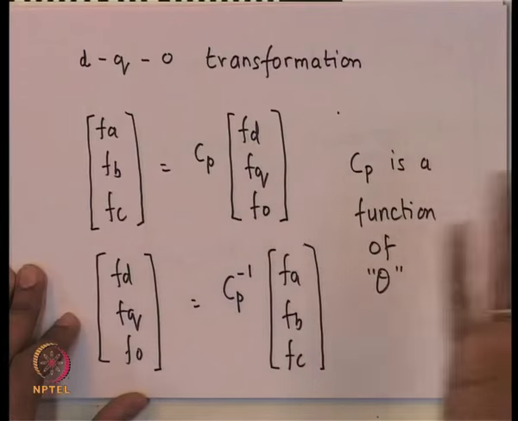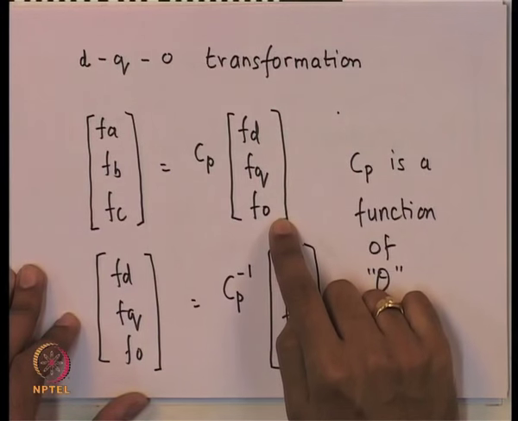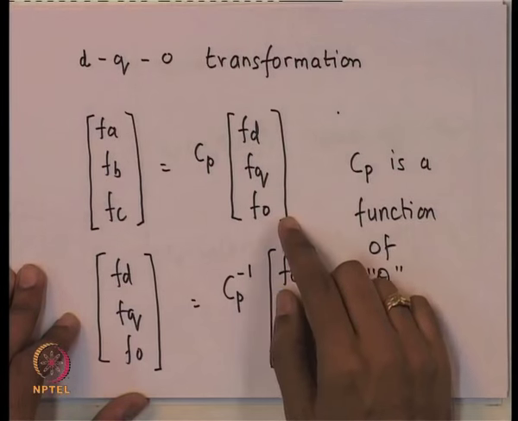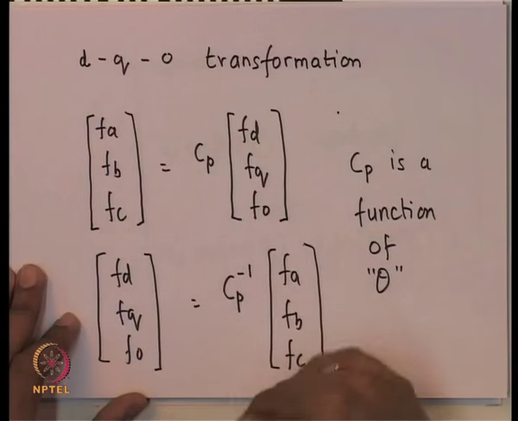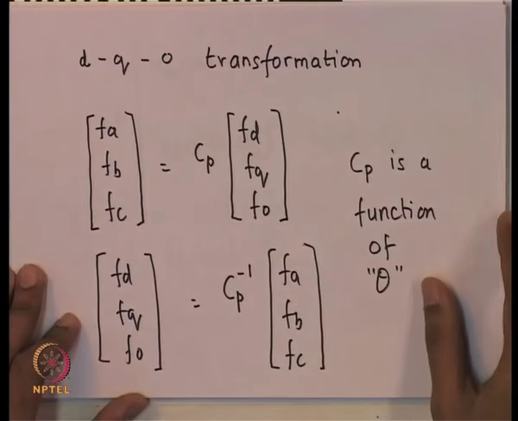Once we can do the analysis in the dq0 variables, which is presumably going to be simpler, after we do the analysis, we can transform back to the ABC reference frame using this transformation. So, that is the basic idea of the transformation.